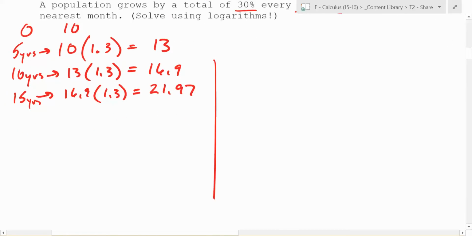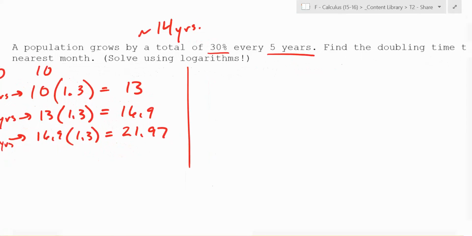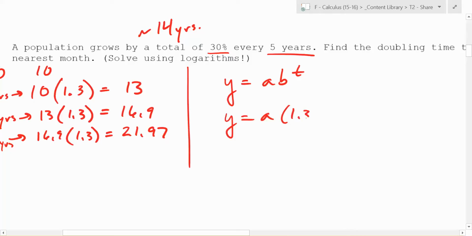So to do this properly, we actually need to find that b value and solve. So we have y equals a b to the t. We actually know what b is in this case. What is b going to be? 1 point what? So we know it's y is equal to a times 1.3 to the t, right? Is everybody with me so far?